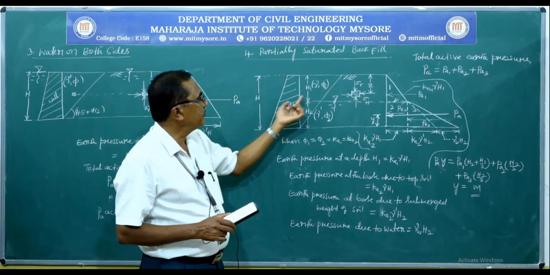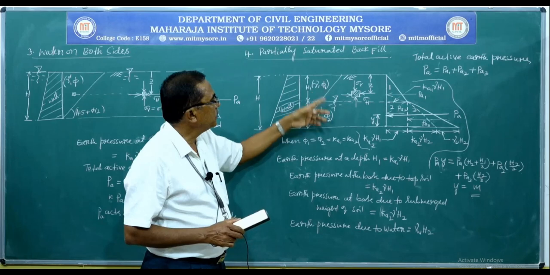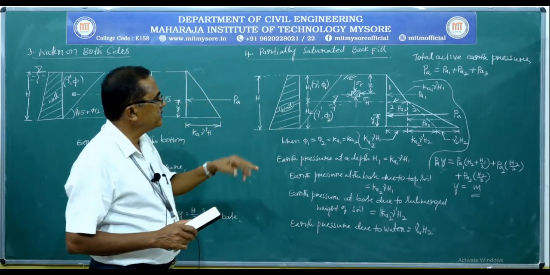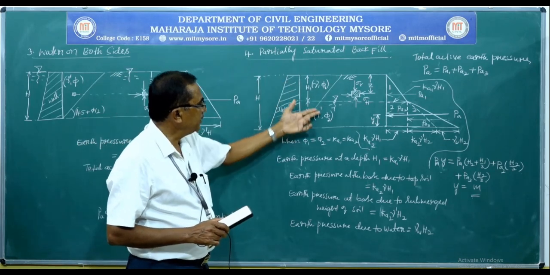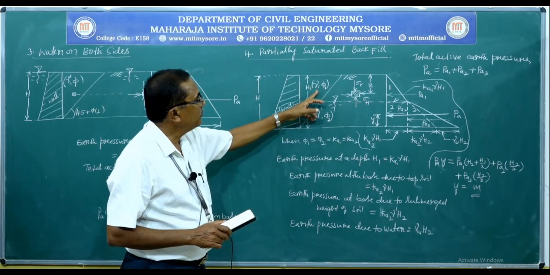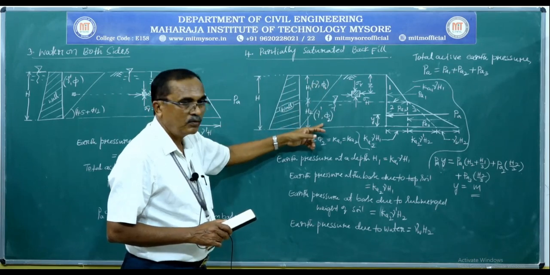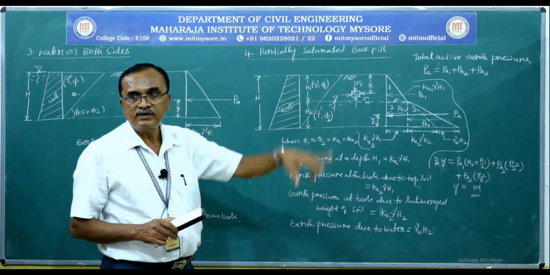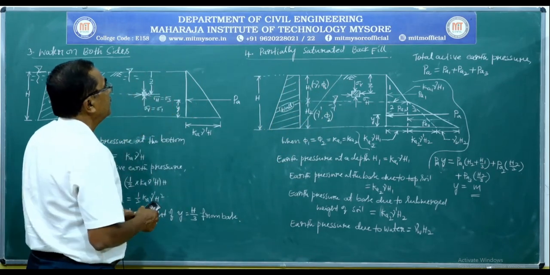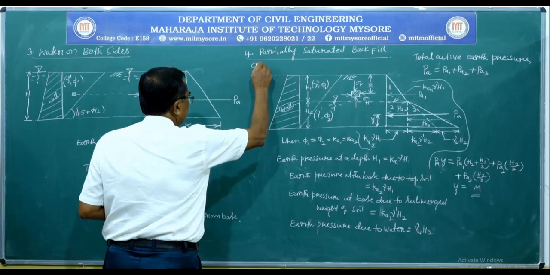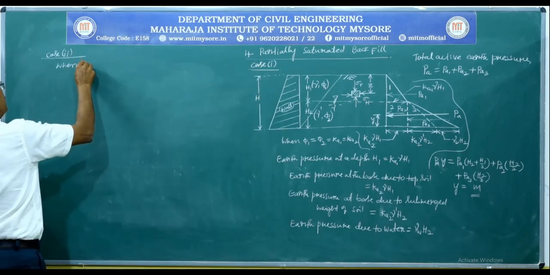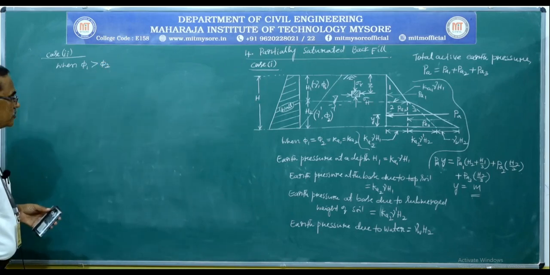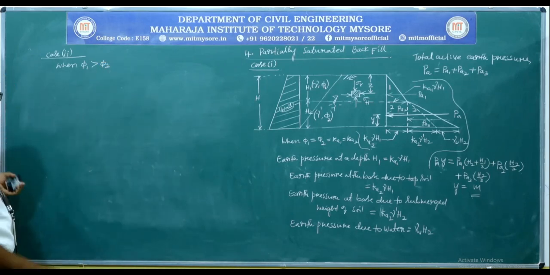Different cases means variation in phi 1, phi 2, something like that. So let us consider two critical cases. When phi 1 is equal to phi 2, this is the case. And if phi 1 is greater than phi 2, what will happen? And if phi 1 is less than phi 2, what will happen? Let us consider those two cases here. This is case 1: phi 1 is greater than phi 2.